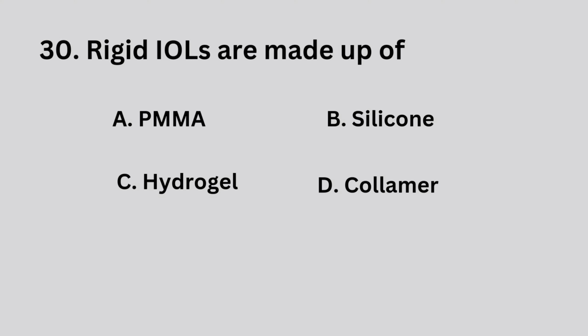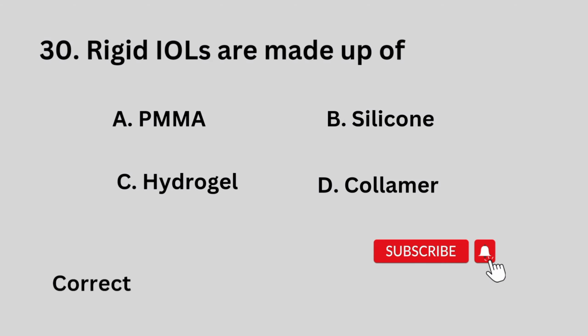Moving on to the last question. Question number 30. Rigid IOLs are made up of option A, PMMA. Option B, silicon. Option C, hydrogel. And option D, polymer. Correct option is option A, PMMA.